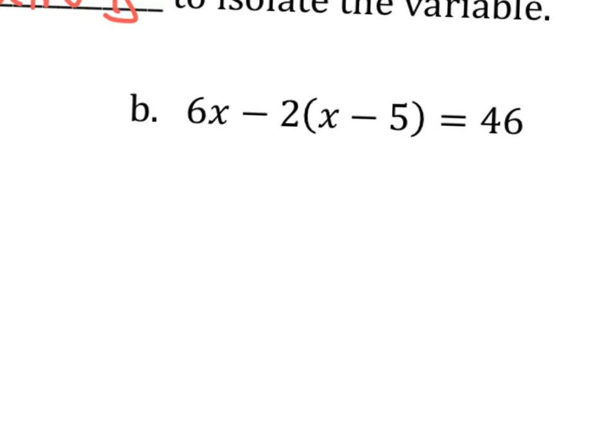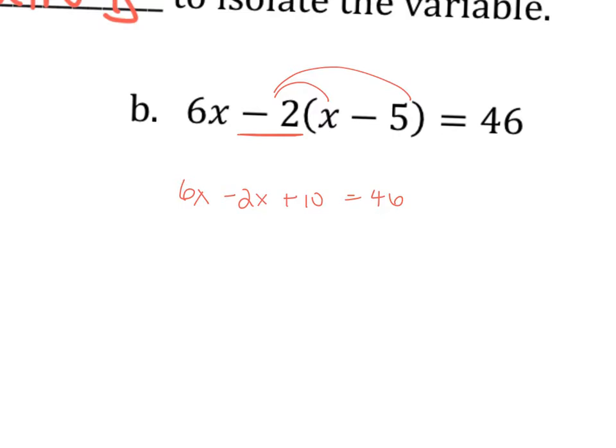Alright, let's check out 2b. So once again, we have to check out whether or not there's any like terms or parentheses. Here there's parentheses, so remember we do those parentheses first. So we have to distribute, and this negative is part of that number. So negative 2 is going to be distributed. This 6x is just hanging out here. Negative 2 times x is negative 2x. Negative 2 times negative 5 is positive 10.